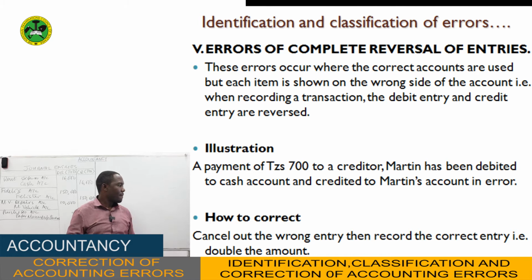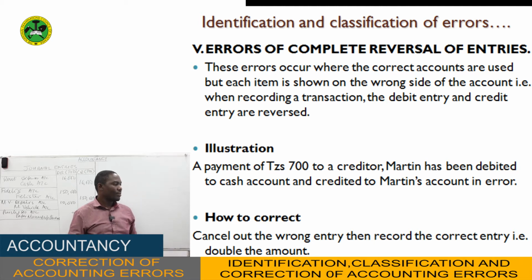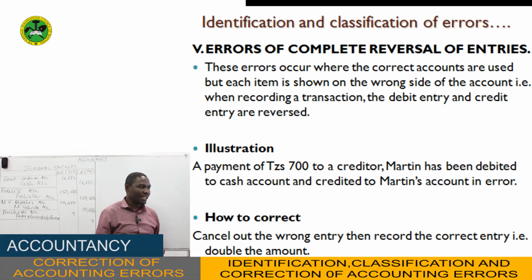Let's see an example. A payment of TZS 700 to a creditor. It was a payment to Martin. That was our creditor Martin. It has been debited to the cash account and credited to Martin's account in error. So Martin's account was our creditor. Once we pay our creditors, we debit the account, and because it is a cash outflow, we're supposed to credit in our cash book. Instead, we debited our cash book and credited Martin.